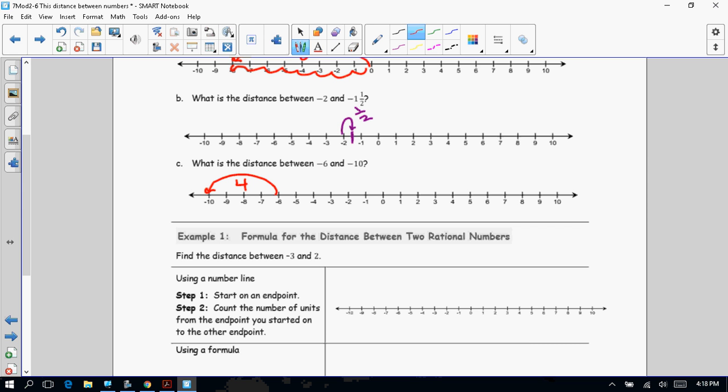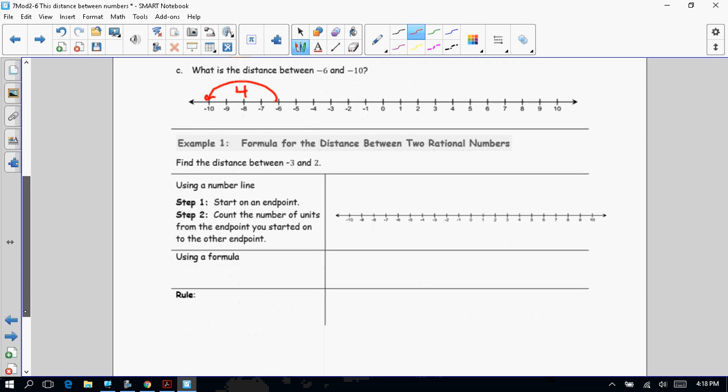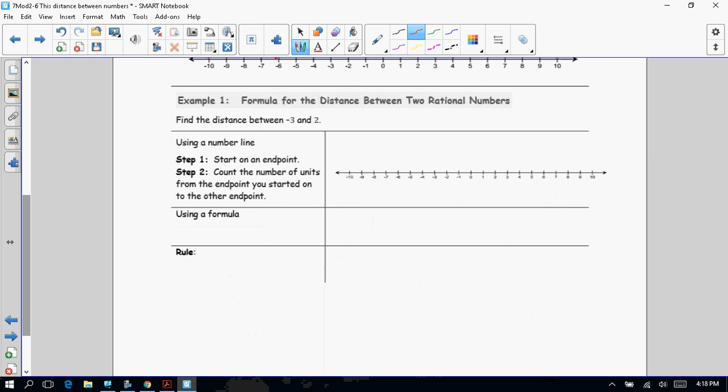Well, what if we wanted to find another way other than using the number line? Well, let's start with the number line and figure out if we can find a shortcut, right? I don't want to always have to use a number line. I'm not going to carry a number line with me everywhere I go. So let's take the distance between -3 and 2.